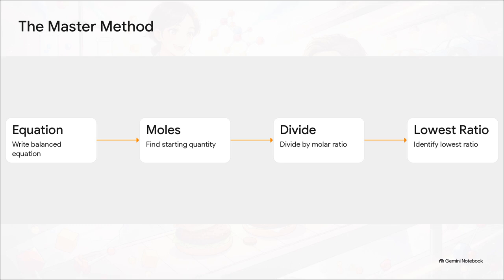First up, you need the balanced equation. Second, convert all your starting materials into moles, because remember, atoms react by count, not by weight. Third, divide those starting moles by their respective coefficient in the balanced equation. And finally, step 4, the lowest resulting number tells you exactly which chemical is your limiting reactant.